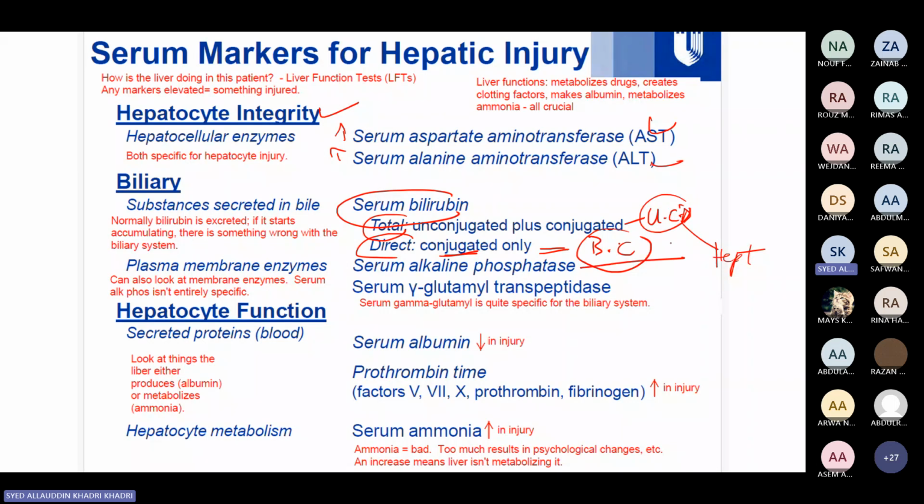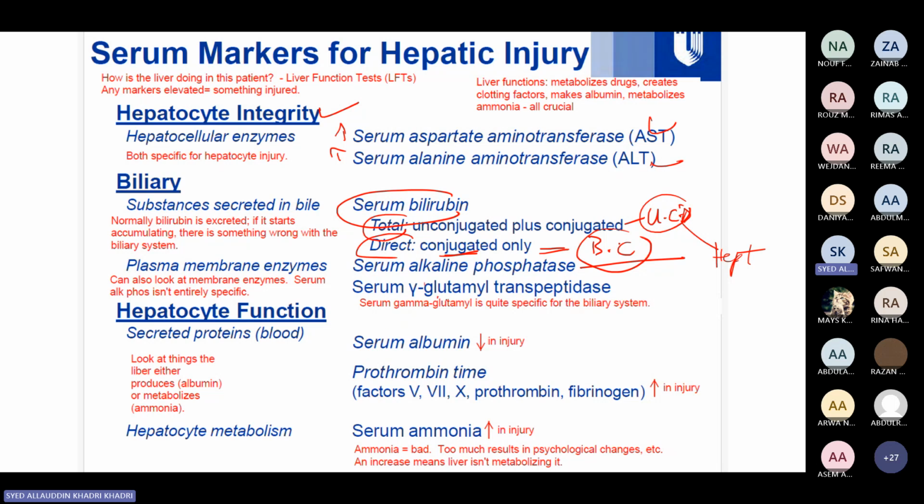So you should know that conjugated hyperbilirubinemia indicates the bile canalicular system is deficient, and unconjugated bilirubin indicates the hepatocytes have been injured. You should know why serum alkaline phosphatase increases, with the membrane enzyme being affected, and the serum gamma glutamyl transpeptidase. This is called biliary function integrity, then hepatocyte integrity, and the third is the secreted proteins, that is the hepatocyte function.